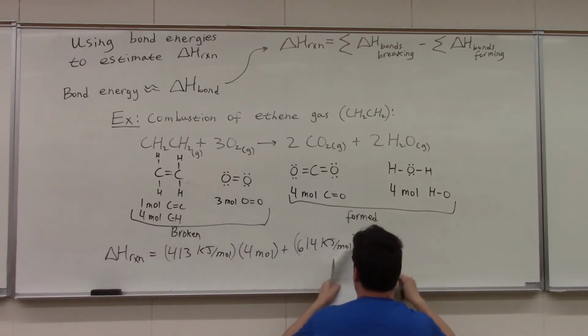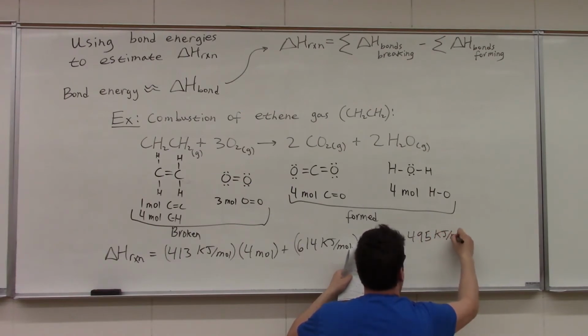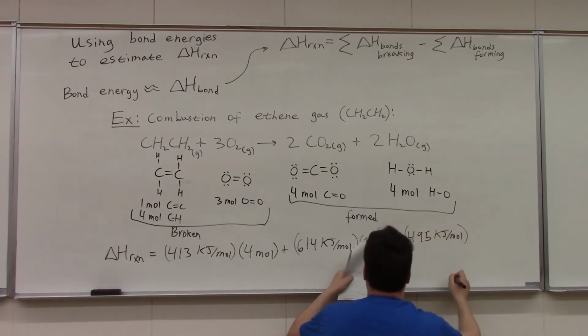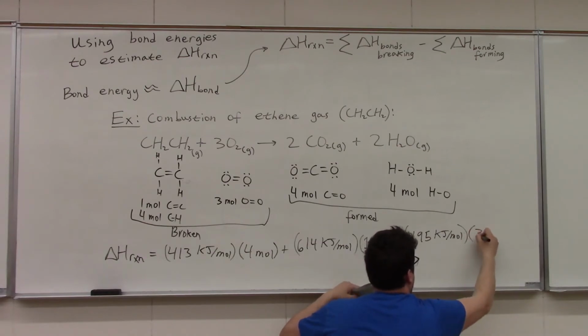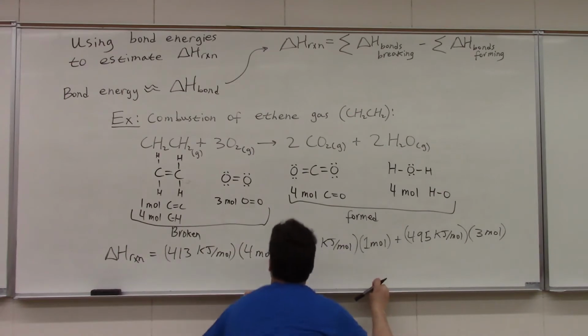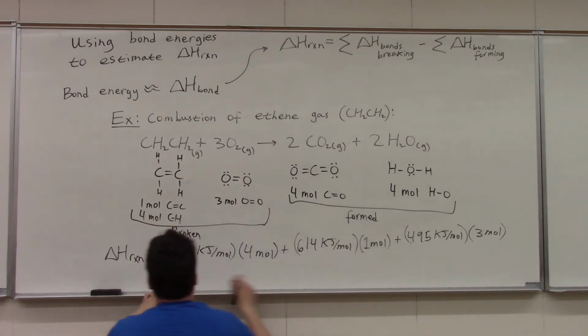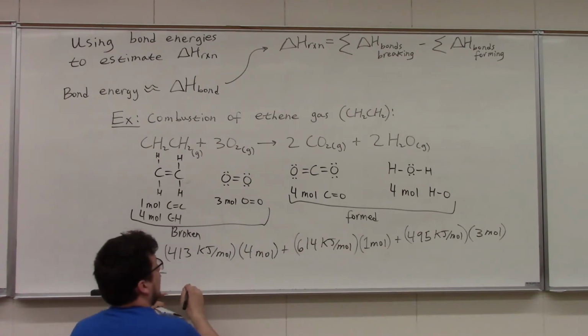We got one more. We got the oxygen-oxygen double bond to work in. And so we're going to have 495 kilojoules per mole times 3 moles. So that's our O2. Okay, so those are all the bonds that we are breaking. So now we've got to subtract the bonds that we form.